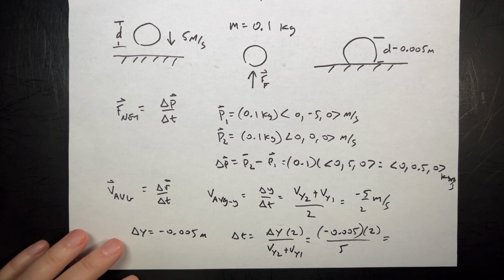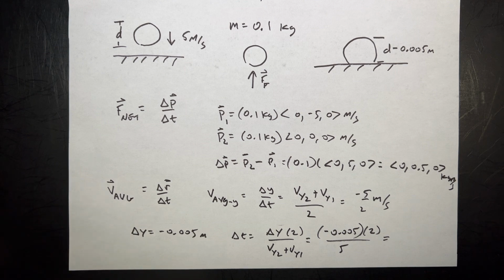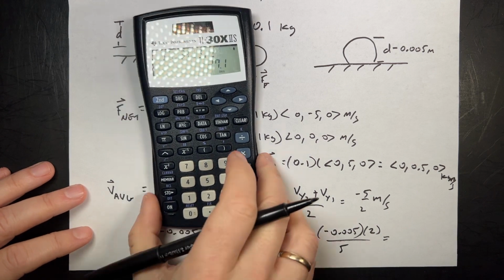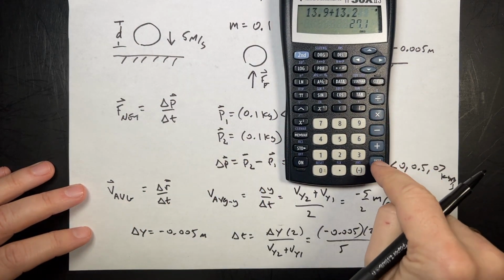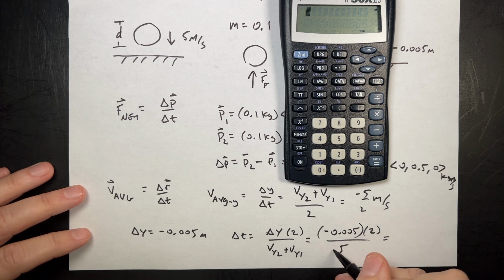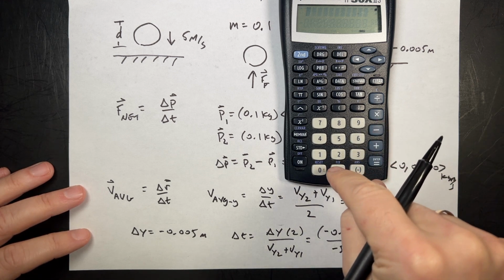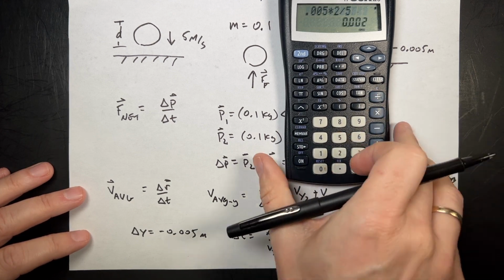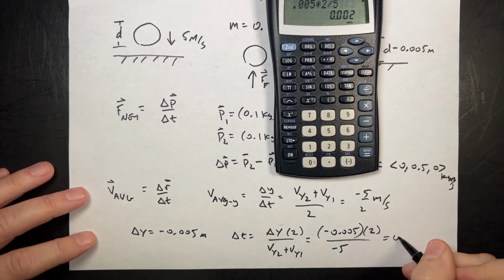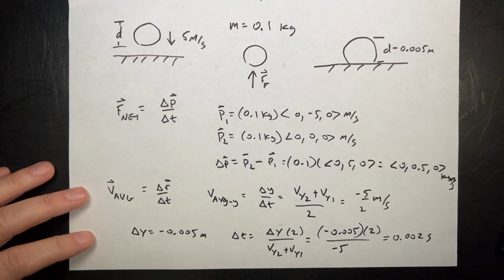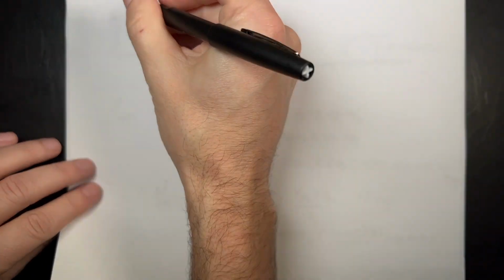I can do that in my head, but I'm going to use my calculator. I don't like calculators, and I'd rather use Python, but I'm not going to because this is too simple. The negatives cancel, so I get 0.005 times 2 divided by 5, and that's 0.002 seconds. Okay, so now I'm going back over here.